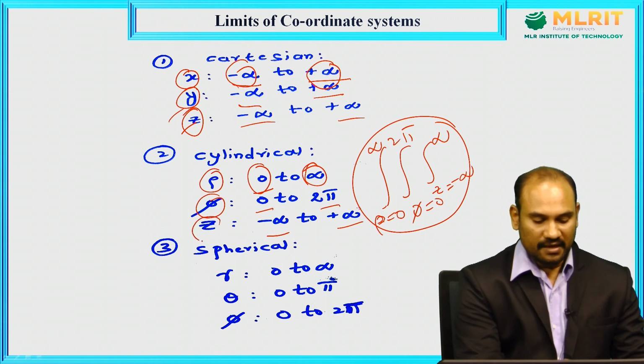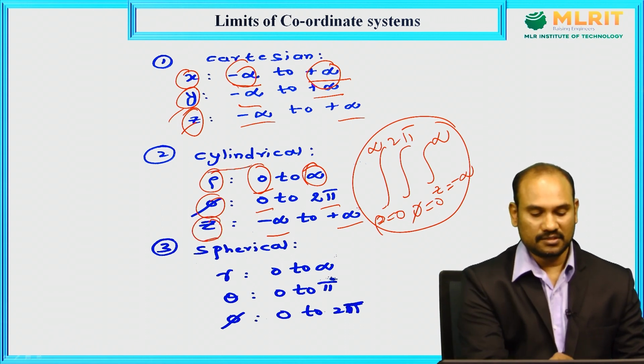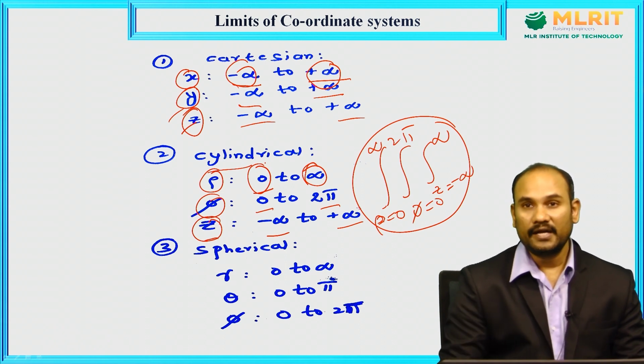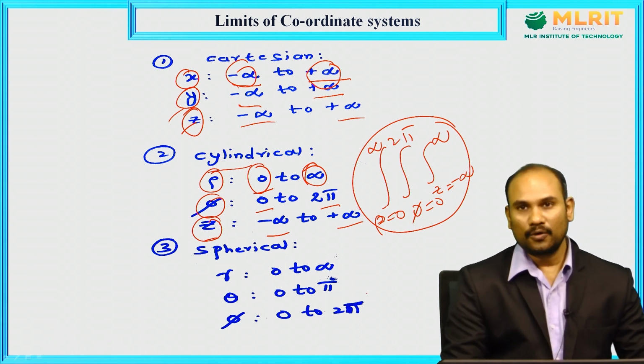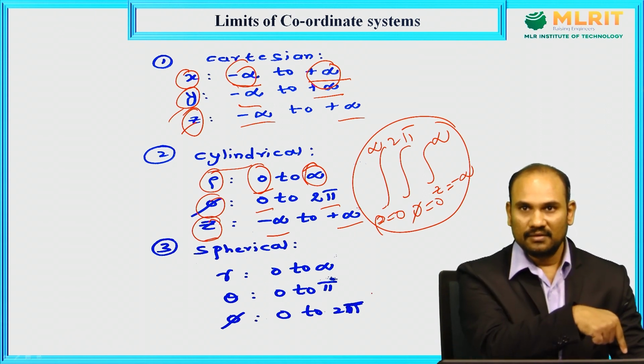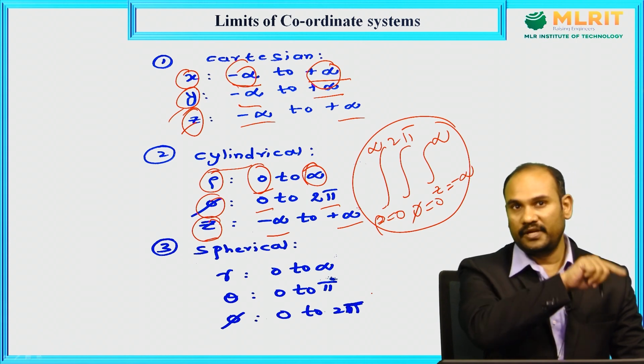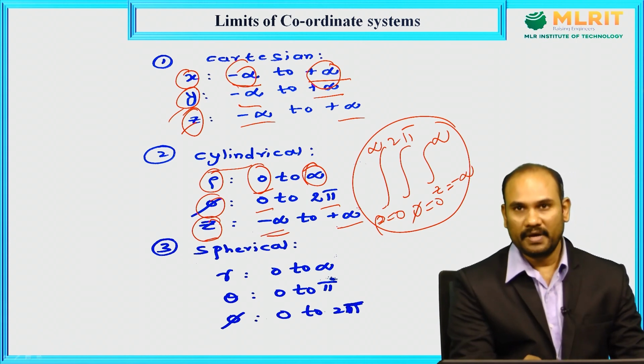So, what is z here? Z is the height of the cylinder. It is a cylindrical system, so it represents a cylinder. Z is the height of the cylinder. The cylinder can stretch to the bottom, to minus z, which is minus infinity, and in the positive z axis, it can go up to plus infinity. So, we have limits of z from minus infinity to plus infinity.